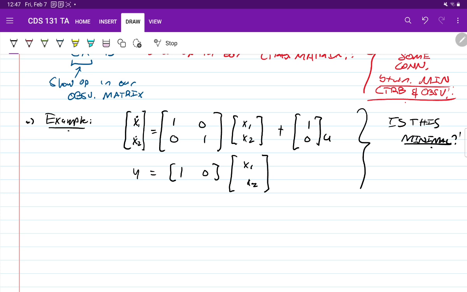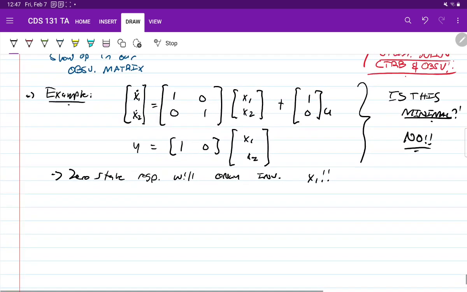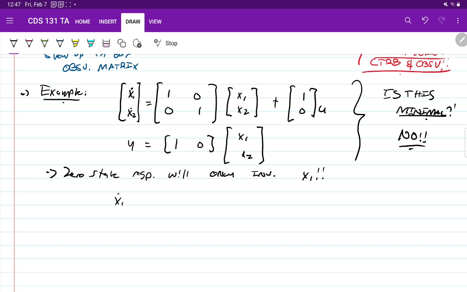So if we go ahead and multiply out these Markov parameters, or you just use your basic intuition, you'll find that this is not minimal, right? Because the output response of the system only actually involves x1, right? So no. The zero state response will only involve x1 terms, right? So now let me give you another system, which is just the x1 component. I'll take x1 dot equals x1 plus u, and then y equals x1. Now this, on the other hand, is minimal, right? We can't go any smaller than this. So this is minimal.